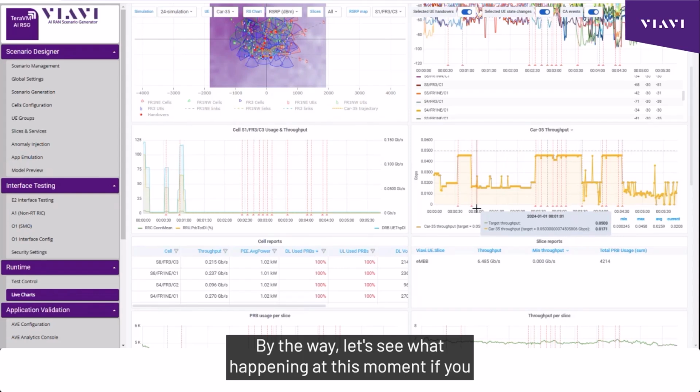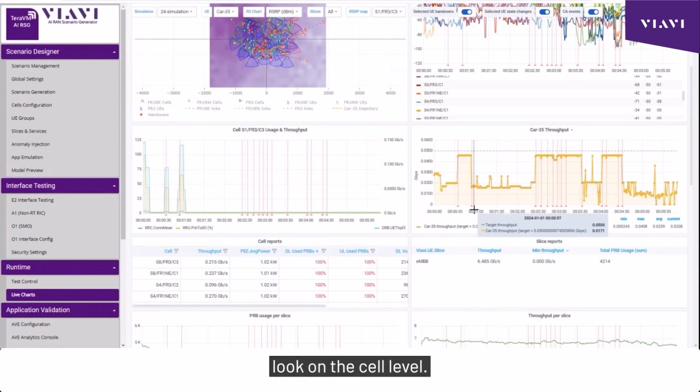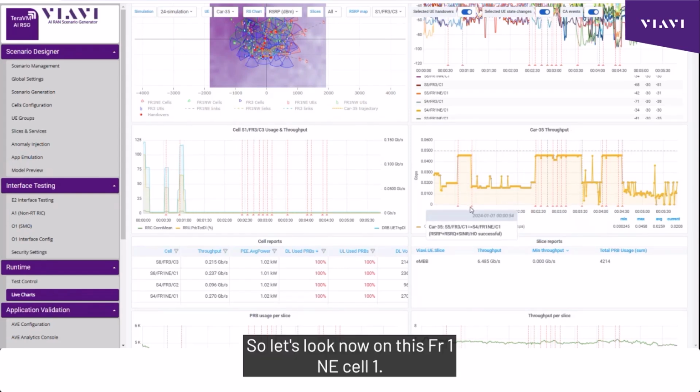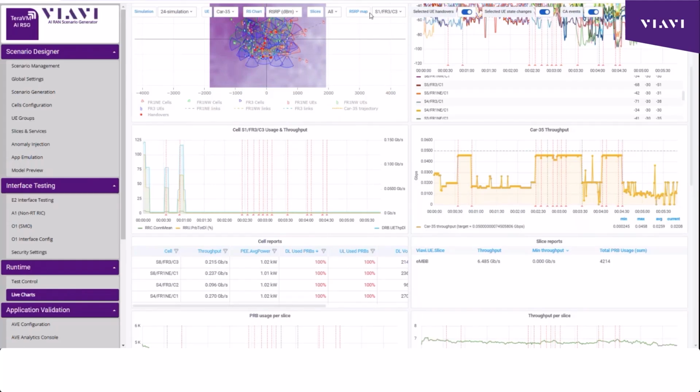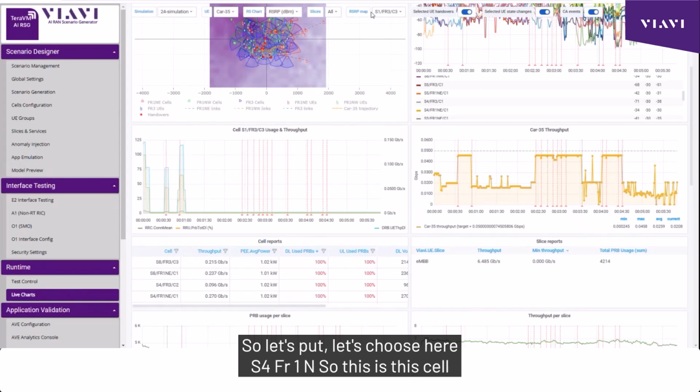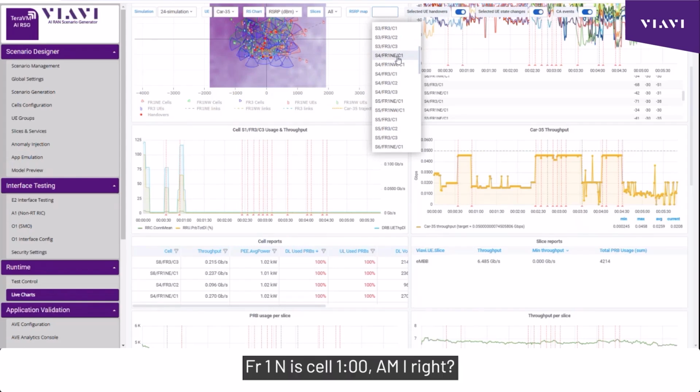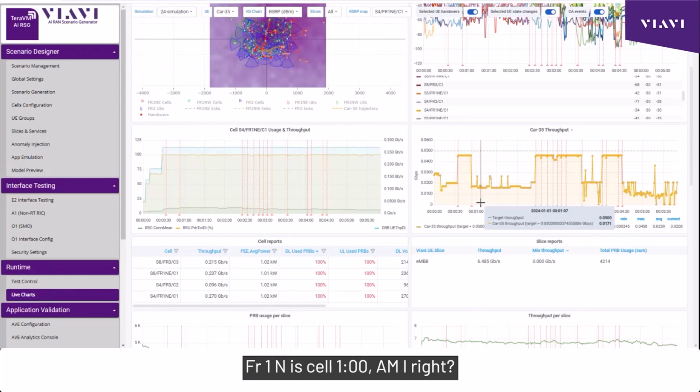By the way, let's see what's happening at this moment if you look at the cell level. So let's look now at this FR1 northeast cell 1. Let's choose here S4 FR1 north. So this is this cell, FR1 northeast cell 1. Am I right?